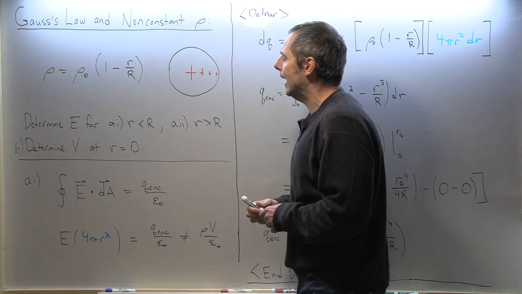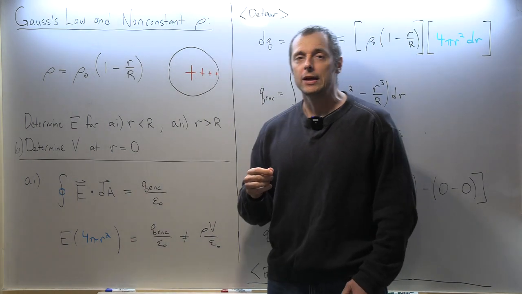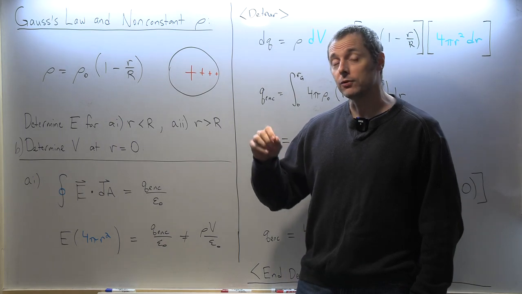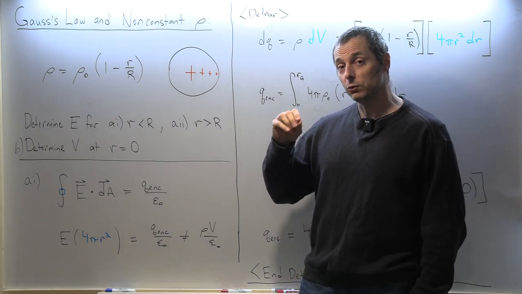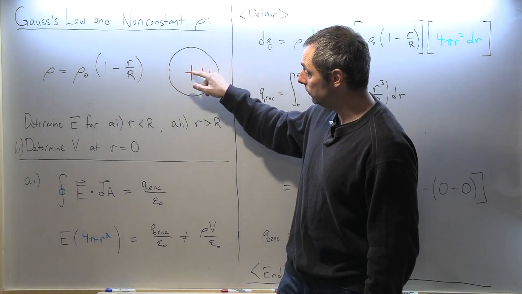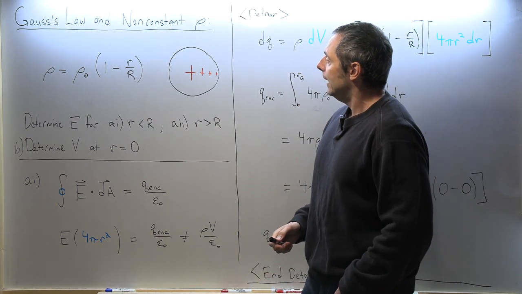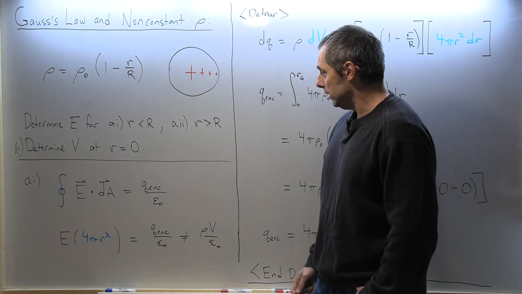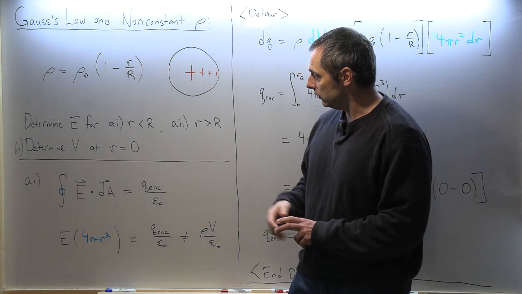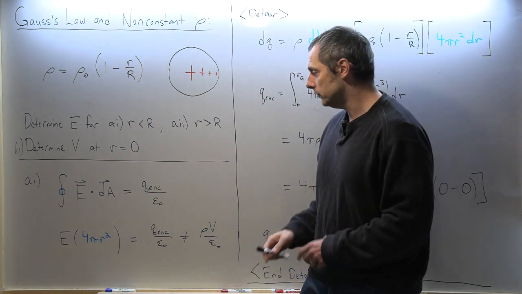Determine the voltage at the origin. Remember, voltage is the electric field integrated from infinity, r equals infinity, in other words, from outer space all the way into that point. That's what I want to find. Okay, so what I have to do to get the electric field is obviously use Gauss's law.